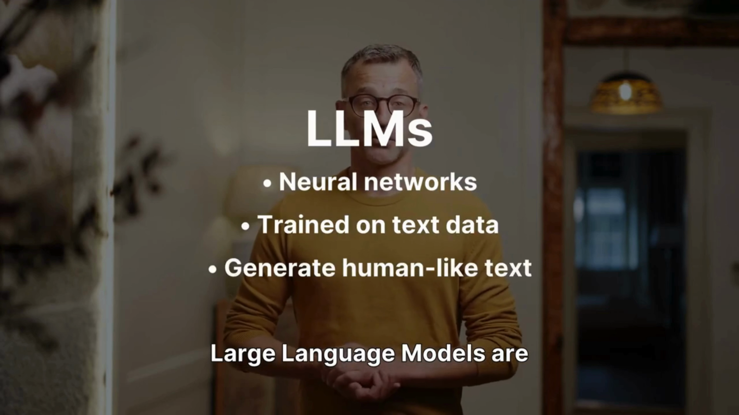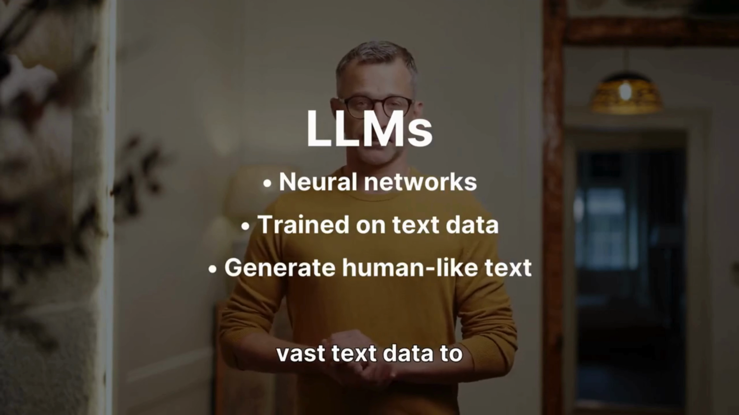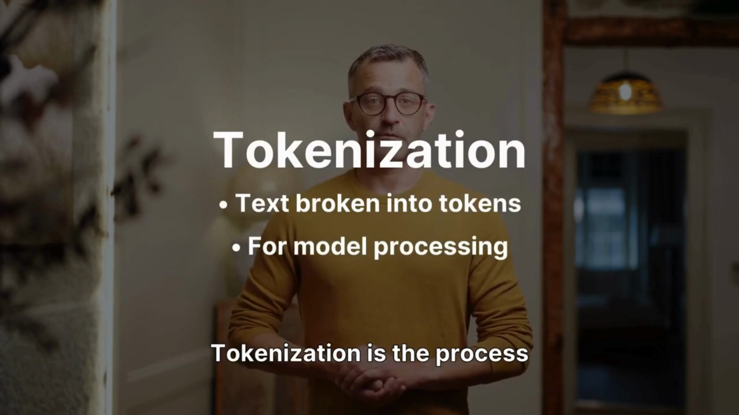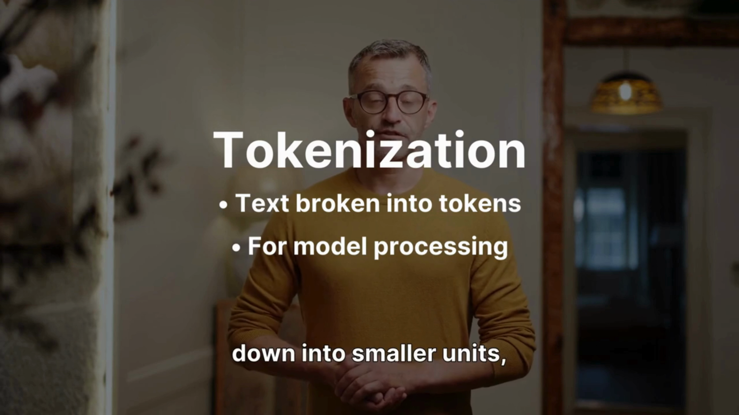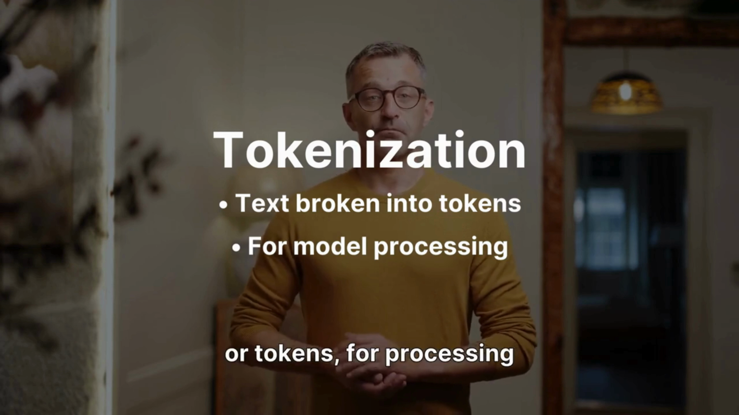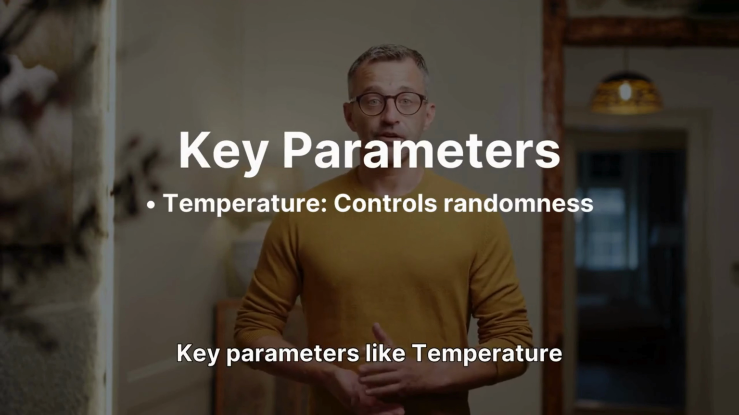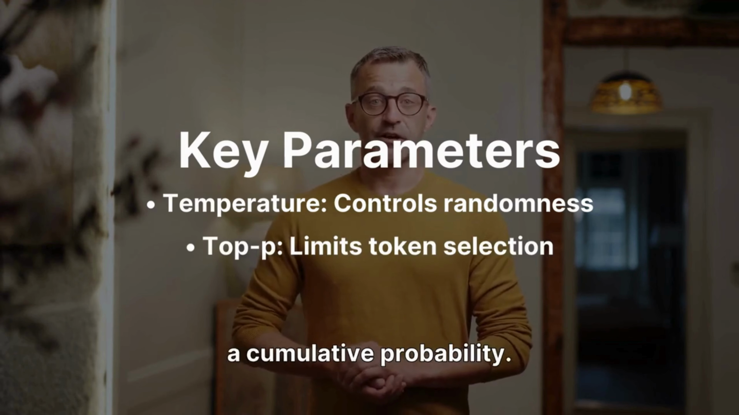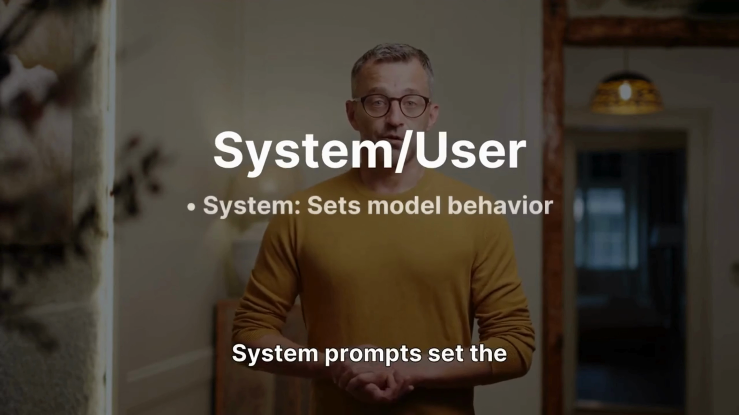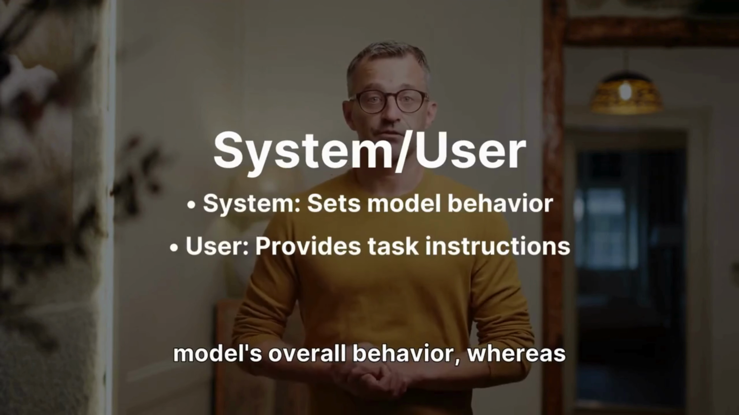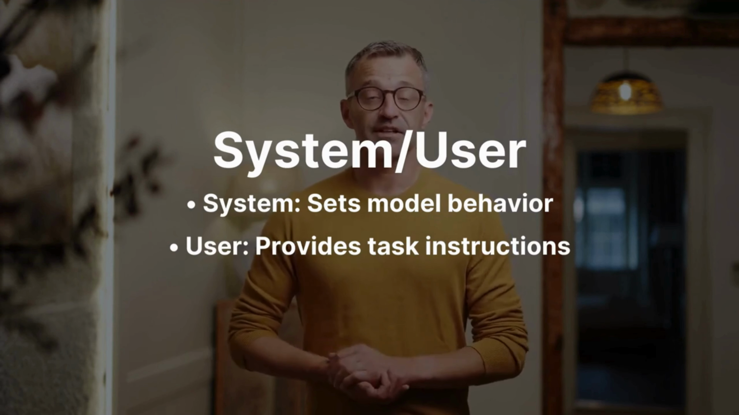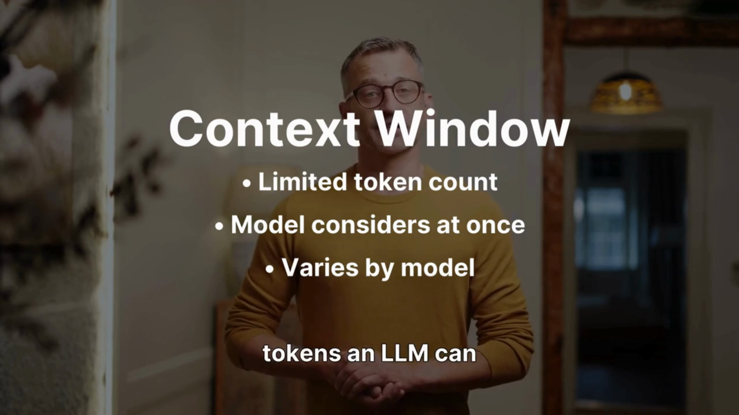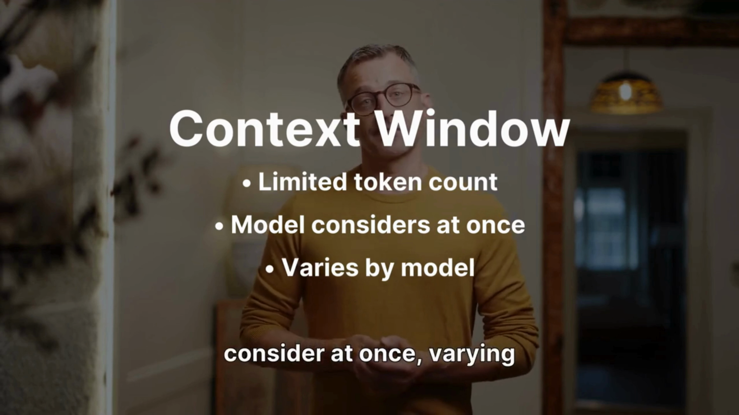Large language models are neural networks trained on vast text data to understand and generate human-like text. Tokenization is the process where text is broken down into smaller units, or tokens, for processing by the model. Key parameters like temperature control randomness, while top P limits token selection to a cumulative probability. System prompts set the model's overall behavior, whereas user prompts provide specific task instructions. The context window defines the limited number of tokens an LLM can consider at once, varying by model.